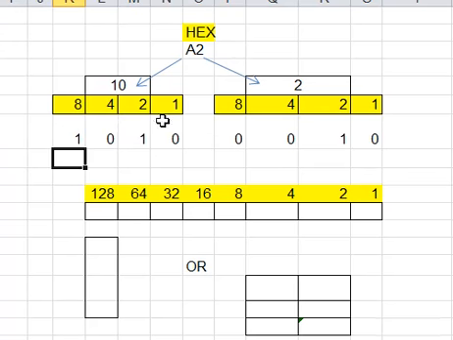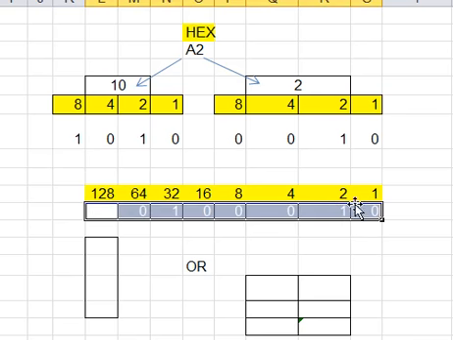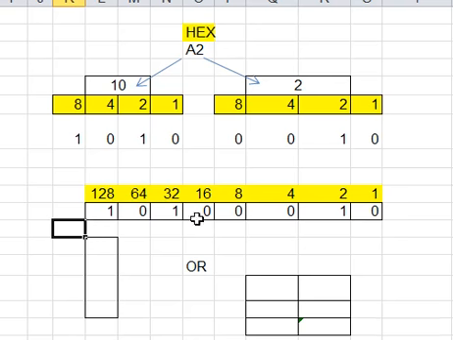So we have 1010, which is 10, and 0010, which is 2. Then we combine them all into one long stream, an 8-bit stream, and that 8-bit stream is 1010 0010, with a 1 in the 128 column, a 1 in the 32 column, and a 1 in the 2 column.